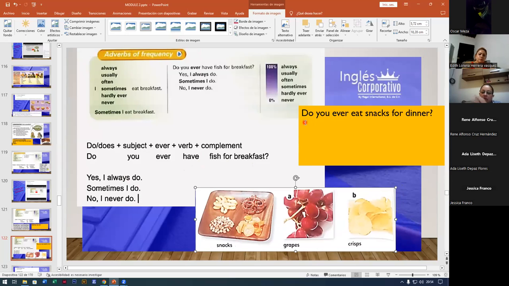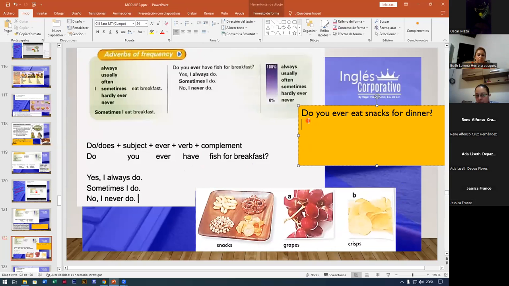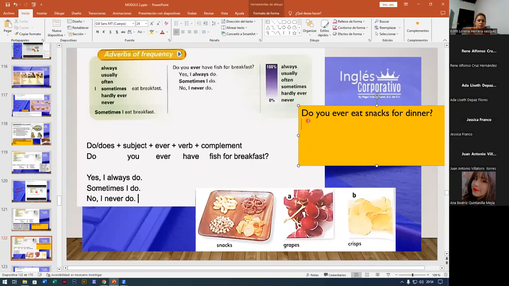Another one, you could investigate here, like to write, do you ever eat snacks for dinner? We know snacks. Bocadillos, right? All of these ones will be snacks. So that they are good, the snacks. Let's suppose that is affirmative. Yes.